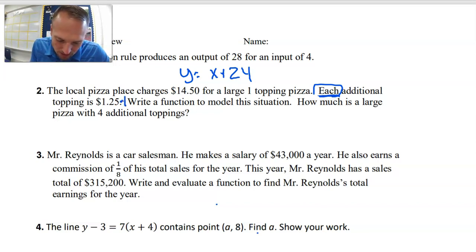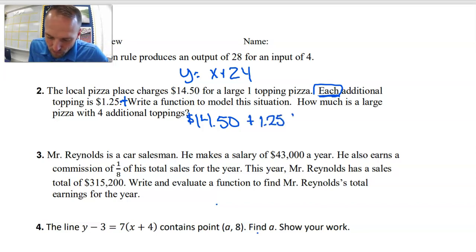$1.25 times each topping. Okay, so let's write a function to model this situation. This is going to be $14.50 plus $1.25 for each topping. And actually what I'm going to do, I'm going to change my mind. I'm not going to use t. That's going to get confusing and look like a plus. Plus $1.25 times x.